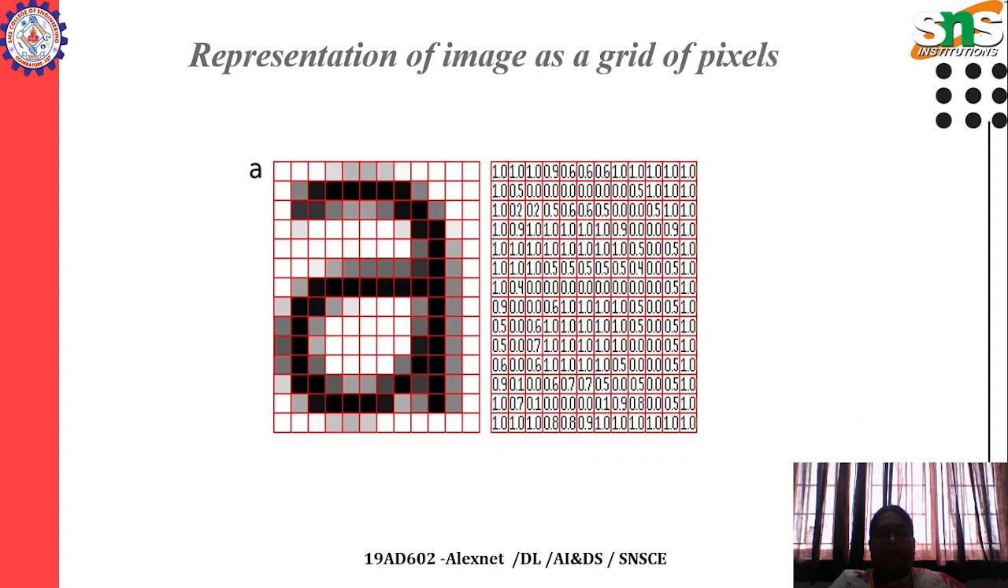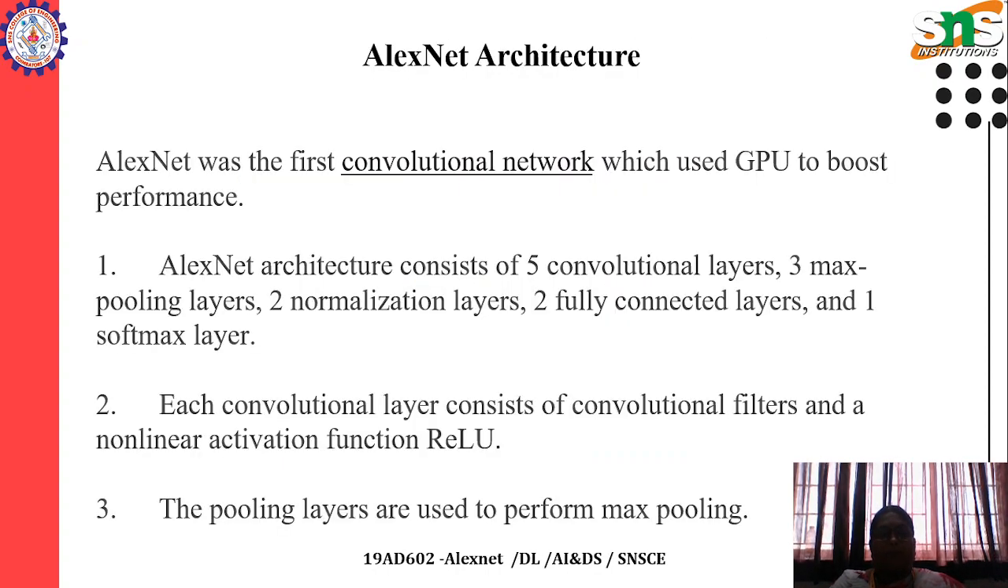Here after this we can see the architecture of the AlexNet. But before we see the architecture, we'll just discuss what a convolutional layer, max pooling layer, normalization layer, fully connected layer and softmax layer are.